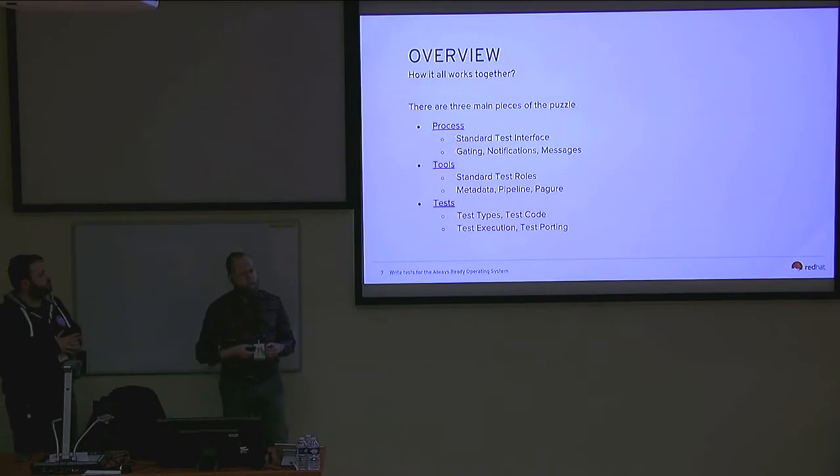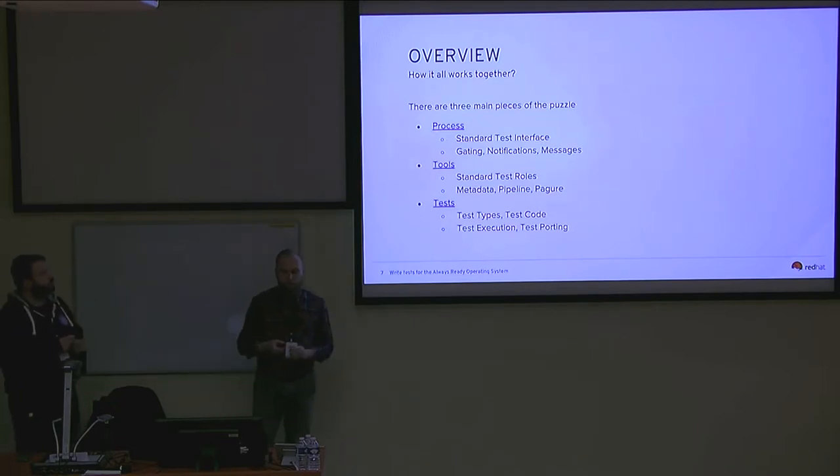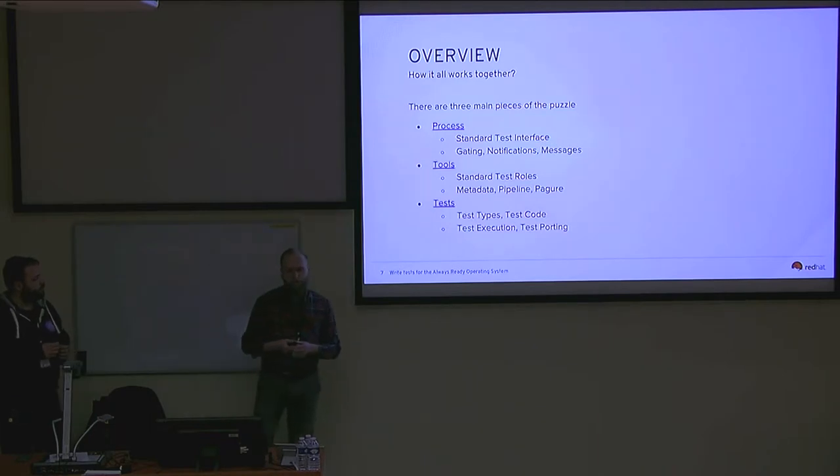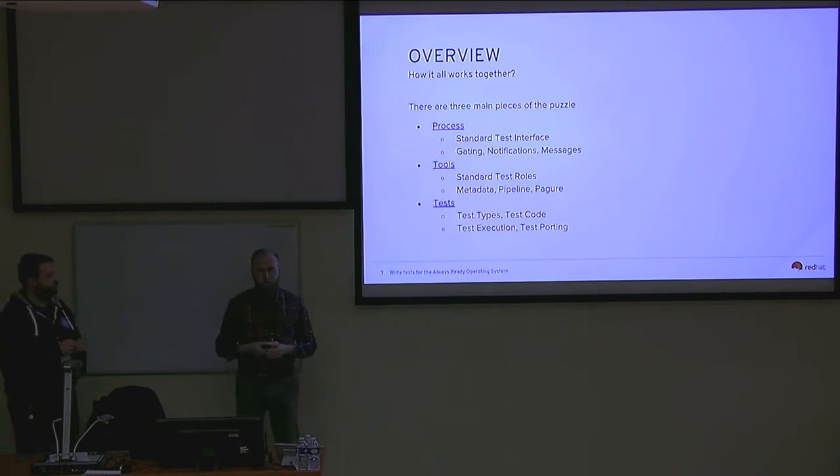Notifications: there is a Fedora notifications service which can be used to configure what notifications you would like to receive. This is something we would like to improve. And thanks to the consistent format of messages, this should allow us to nicely configure the user experience to receive only what you are interested in. Then the tools section, there is standard test roles, which is something like an implementation of the standard test interface specification. So it's a bunch of Ansible roles, which make it easier to run the tests and provide the output which is expected or described by the spec.